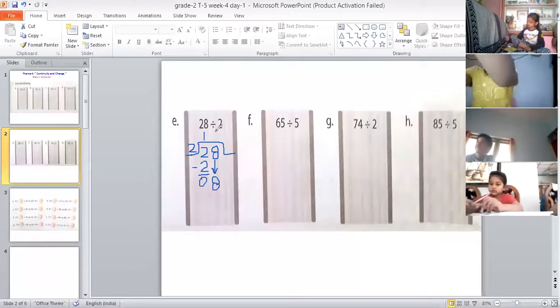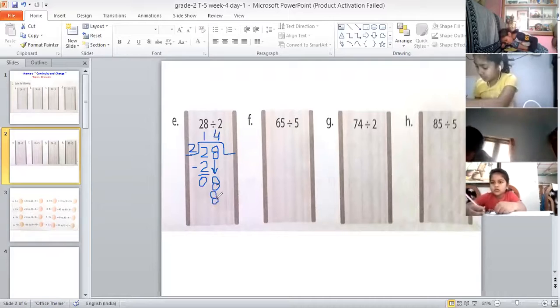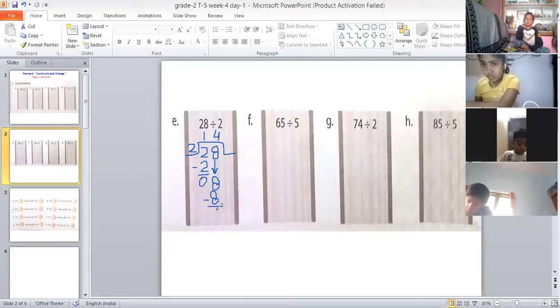Very good. So 2 4s are 8. So we will write here 4, and then 8 we'll be writing down, and we will put here the minus symbol. So 8 minus 8 is how much, Ashrita? 0, ma'am. 0. Very good. That's correct. Fine. And Ashrita, what is our answer?